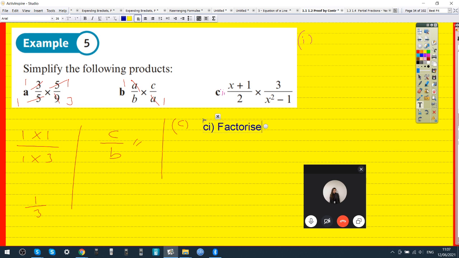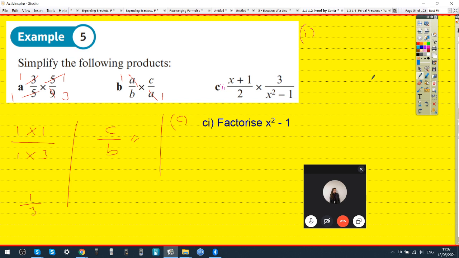Factorize x squared minus 1. That can just become 2x. No. It is the same as... Well, it's a difference of two squares. Or another way to look at it is x squared plus 0x minus 1.